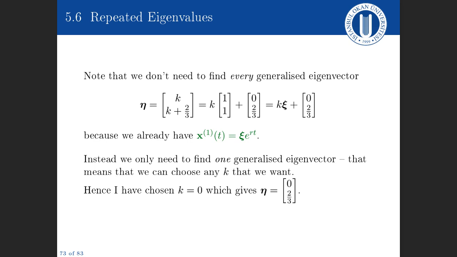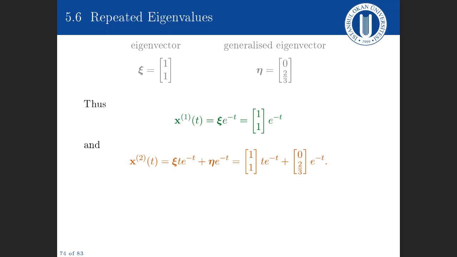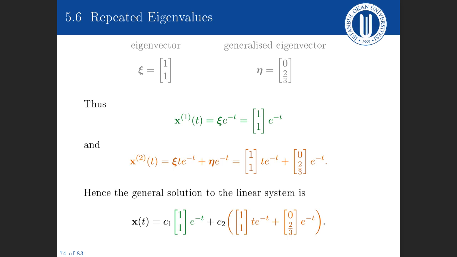Okay, now we know the eigenvalue, we know the eigenvector, we know the generalized eigenvector. As soon as we know these, we can write down our two solutions. The first solution is just eigenvector e to the power eigenvalue t. The second solution is eigenvector t e to the power eigenvalue t plus generalized eigenvector e to the power eigenvalue t. And then after we know these two solutions, we know how to continue. We can write down the general solution, constant green function plus constant orange function.